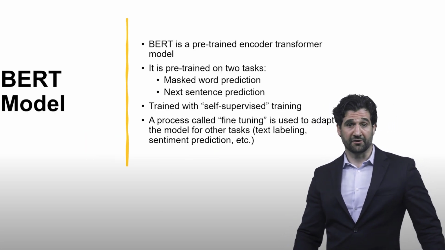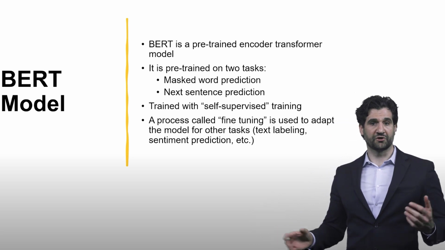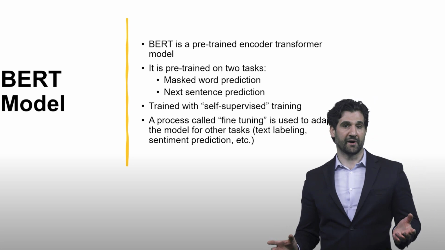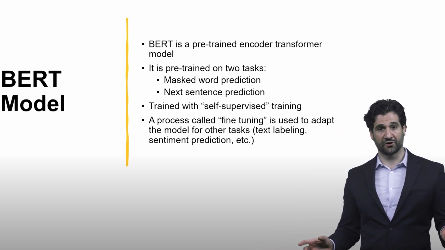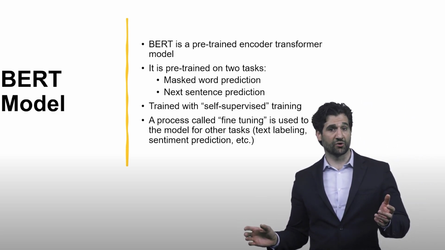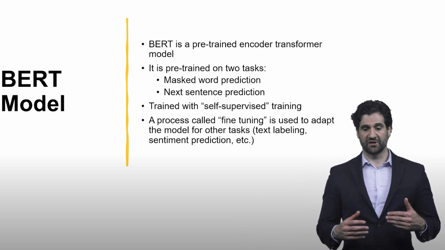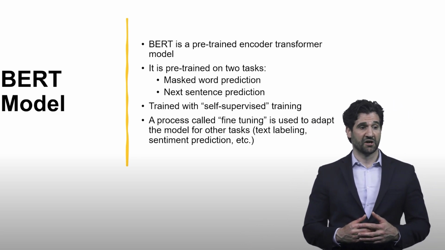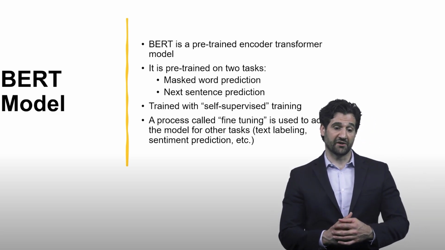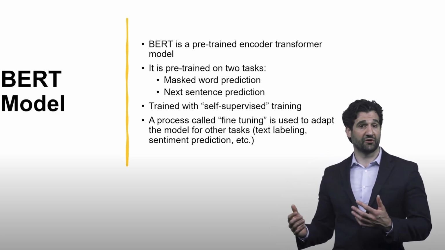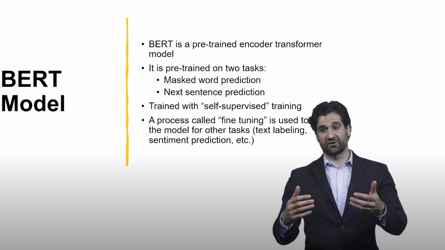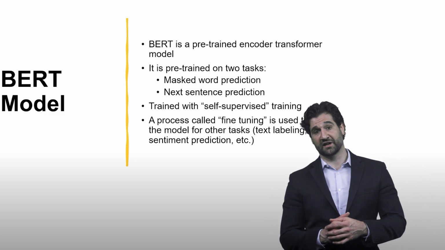So the BERT model is a very popular pre-trained encoder transformer model. It was created by Google, but it is available open source. And it's pre-trained on two tasks. It's trained on what's called masked word prediction, where you have an input sentence and about 15% of that input is masked, and then what it's predicting is the missing words. The other thing is what's called next sentence prediction. That's taking two sentences as input and concluding if they belong to the same context.